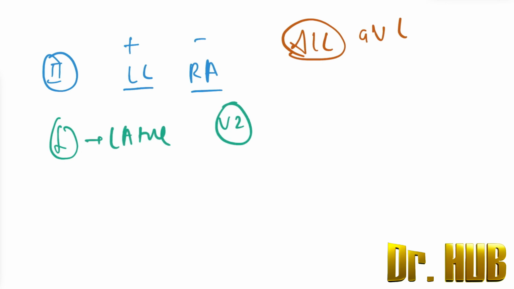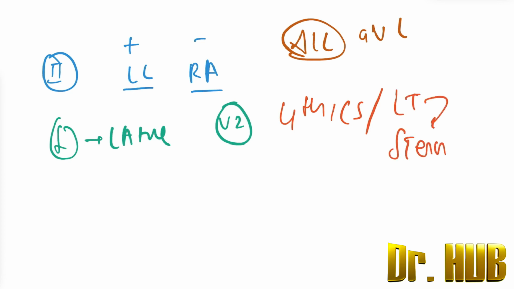The V2 lead is located, again, in the 4th intercostal space and just to the left of the sternum.